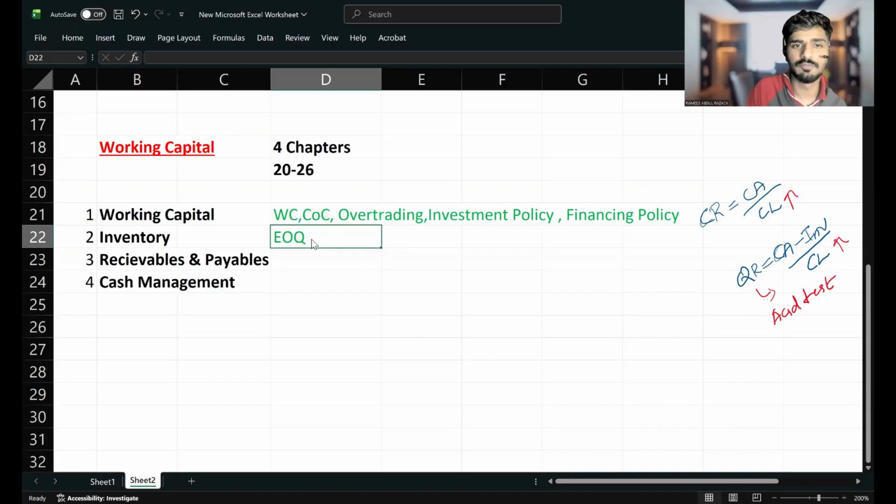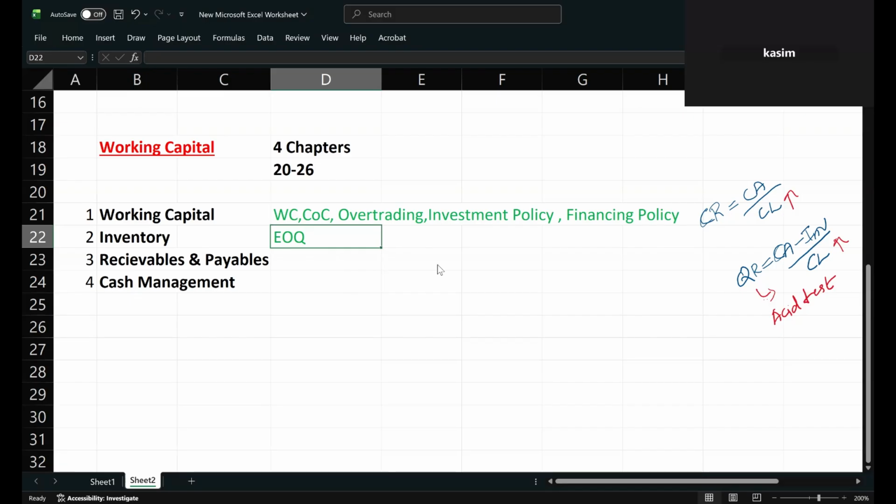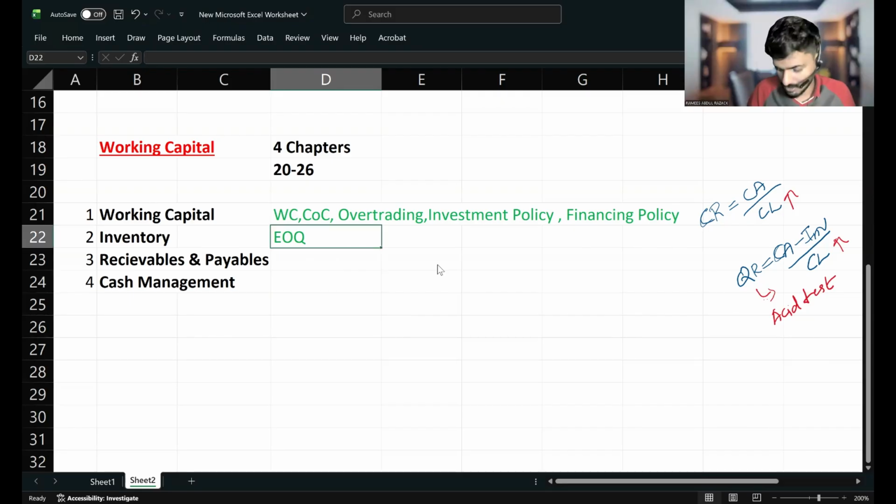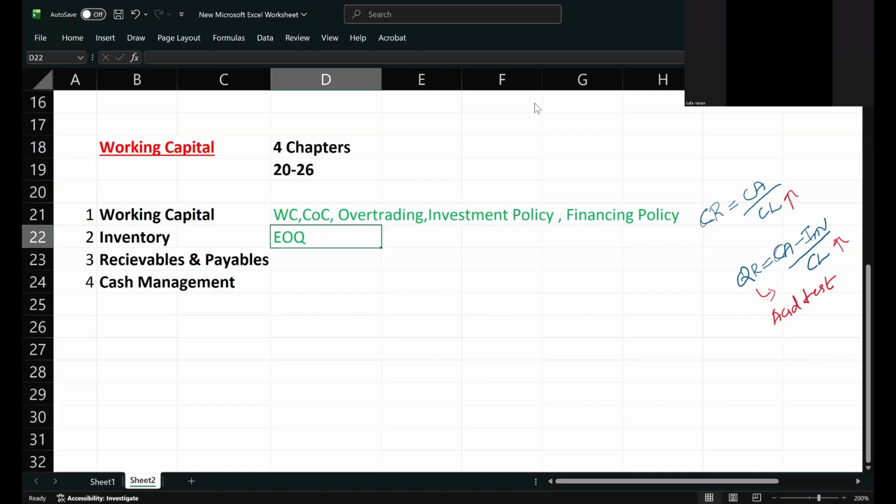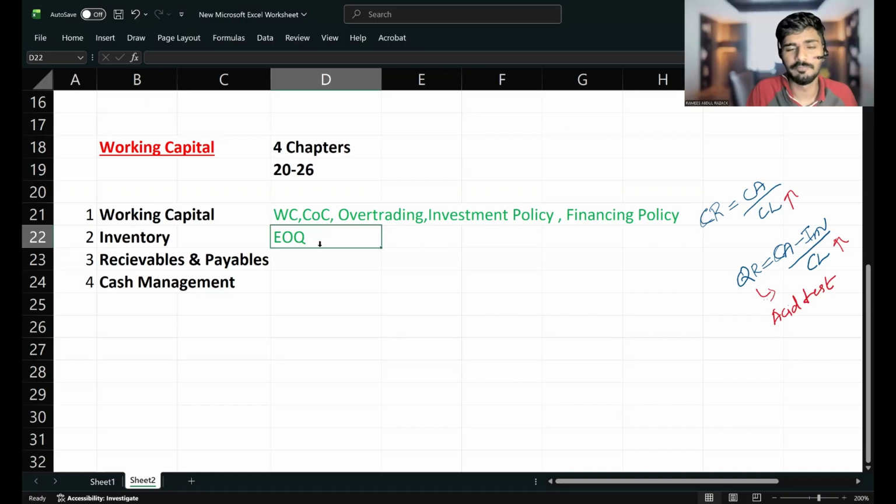EOQ. Then what was the next important topic? There is actually a discount in inventory. What is a discount called in inventory? Settlement discount? What is a discount called in inventory? Bulk purchase discount. Yeah, it's called bulk purchase discount.